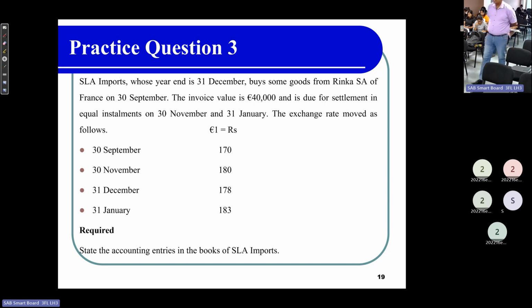SLA Imports, whose year end is 30 December, buys some goods from Lanka SA of France on 30 September. The invoice value is 40,000 euro and it is due to be settled in equal installments on 30th November and 31st January. Before the settlement installment and after settlement, the exchange rate moves as follows: 1 euro equals 170, 180, 178, 183. State the accounting entry in the books of SLA Imports.